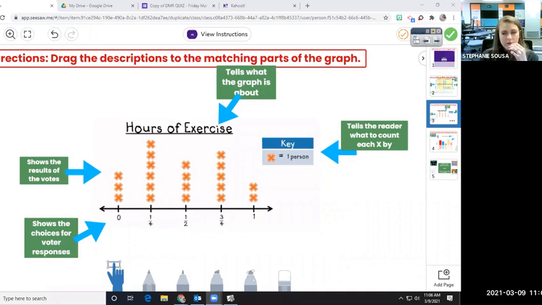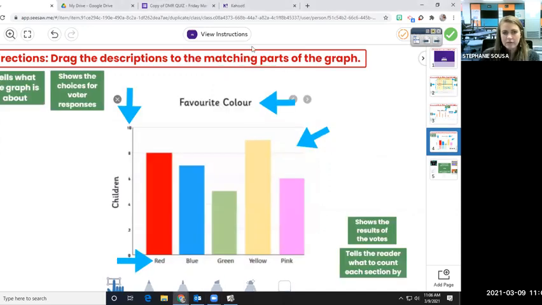Did they tell what the graph was about in the title? This tells it is about hours of exercise. Our key over here tells the reader what to count each X by. At the bottom where it says 0 and has the fractions to 1 whole, that is the choices for voter responses. Voters could have said they spend 0 time exercising, 1/4 of an hour, 1/2 an hour, 3/4 of an hour, or 1 whole hour. And then the results of the voters are the X's. Very good.